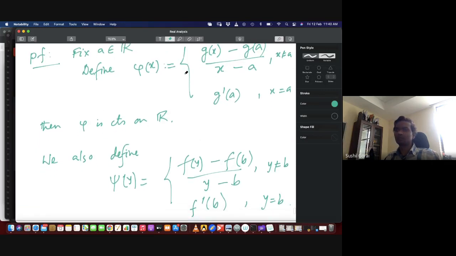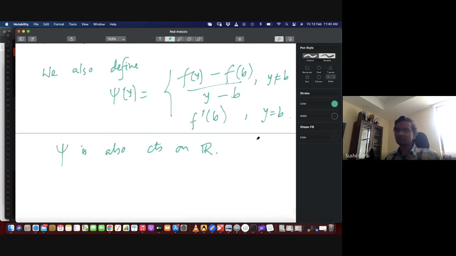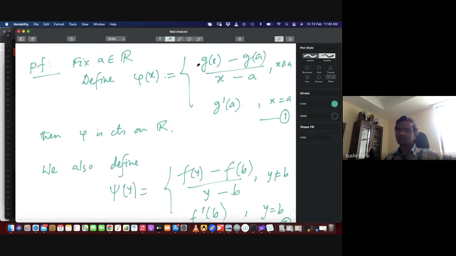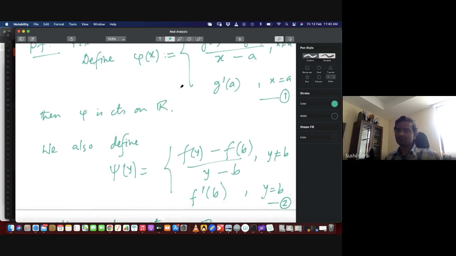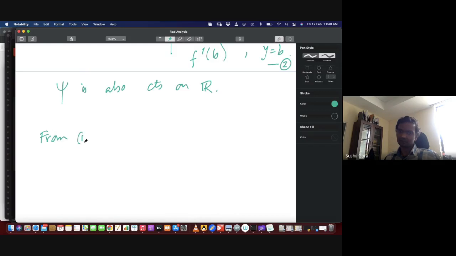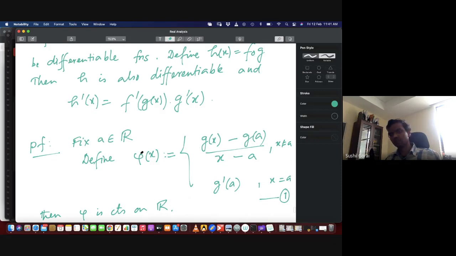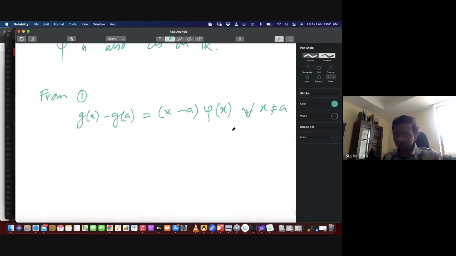Now call this definition 1, this is 2. From 1, g(x) minus g(a) is equal to (x minus a) times phi of x, for all x not equal to a. Just multiply by x minus a. So call this 3.